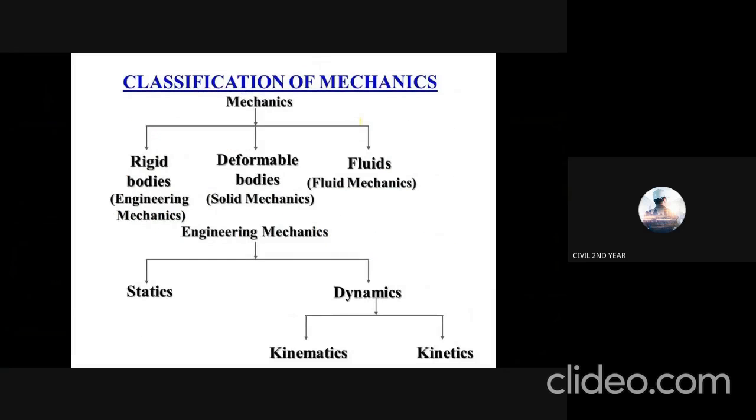Let's discuss the classification of mechanics in a very simple manner. Mechanics has three classifications: rigid bodies, deformable bodies, then fluids. In your syllabus you have engineering mechanics, all of which we call rigid bodies. In solid mechanics you are going to study deformable bodies. Coming to fluids, we are going to discuss fluid mechanics. In that case, we have fluid statics and fluid dynamics. Dynamics has two further classifications: fluid kinematics and kinetics.